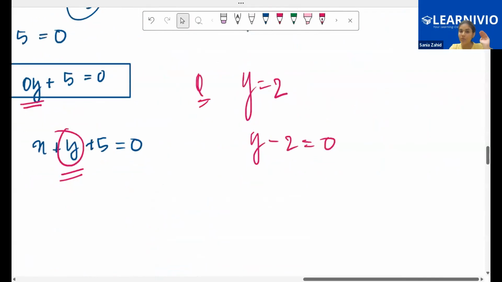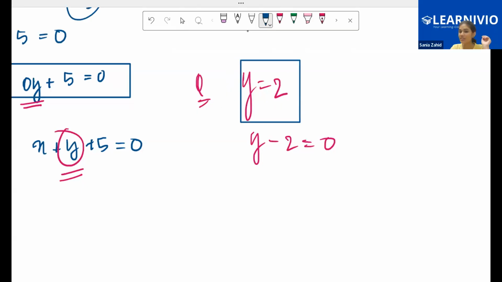So now children, look at this question again. I have been given y is equal to 2. Now, is this two variable? First tell me, yes or no? Is it two variable or not? Yes, ma'am. How is it two variable? Abdullah, what is the meaning of two variable?